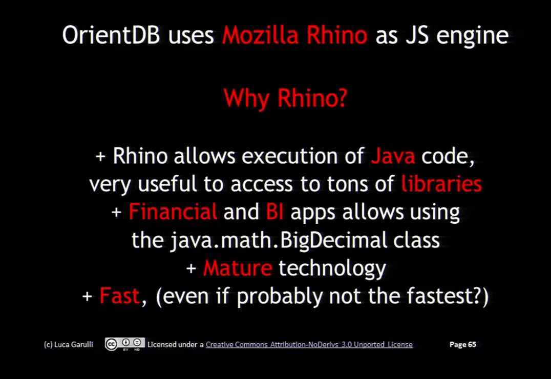And Rhino is very mature because it was developed so many years ago. And it's fast. It's really fast. I don't know if it's the fastest, probably not, but it's very fast.